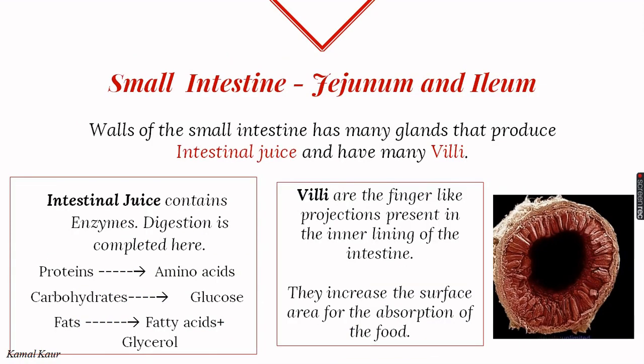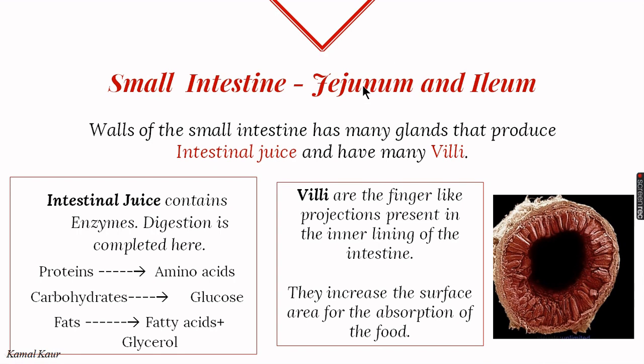From the duodenum, food is passed into the jejunum and the ileum. Now these two parts, apart from having villi, also have many glands which produce the intestinal juice. Now intestinal juice contains many enzymes so that all the digestion can be completed here. Now all the proteins are converted into amino acids, carbohydrates into glucose and fats into fatty acids and glycerol. Now there are villi also because once the food is digested, it has to be absorbed. Now we have already done that villi are of different shapes.